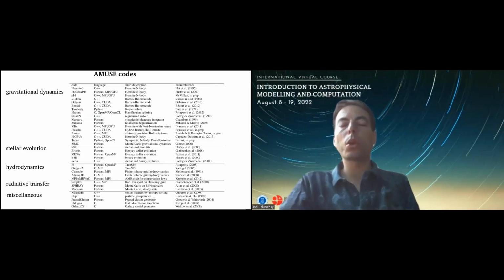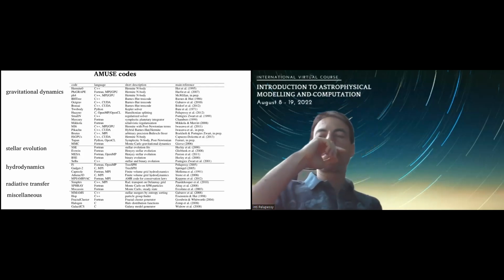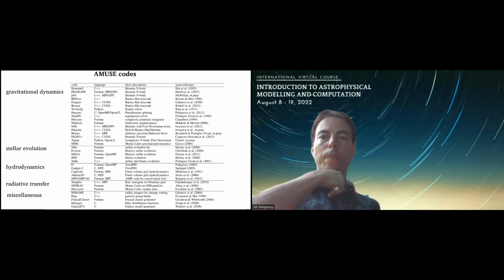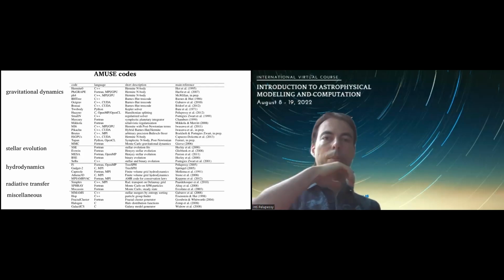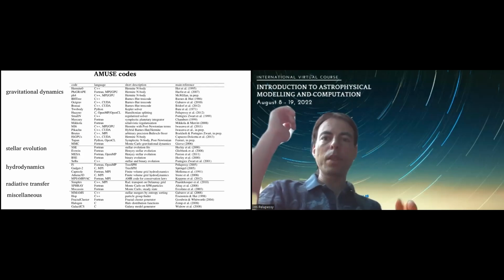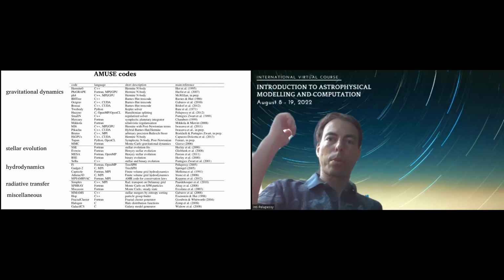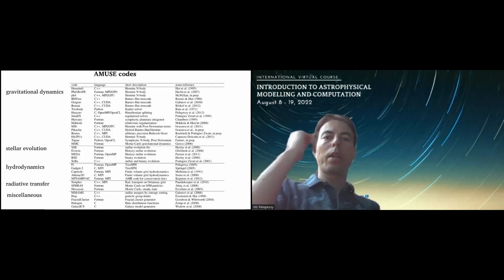So what kind of codes are there in Amuse? We try to distribute Amuse with a set of useful codes, and we've made a rough distinction between 4 different types of code: the gravitational dynamics, stellar evolution, hydrodynamics, and radiative transfer. And there are a bunch of miscellaneous codes that can, for example, be initial condition generators or codes that do some other useful tasks.